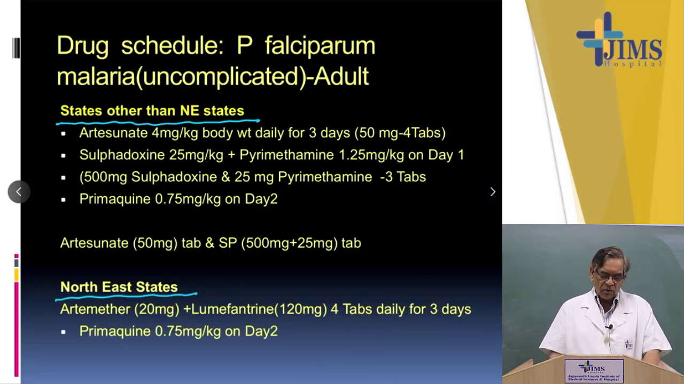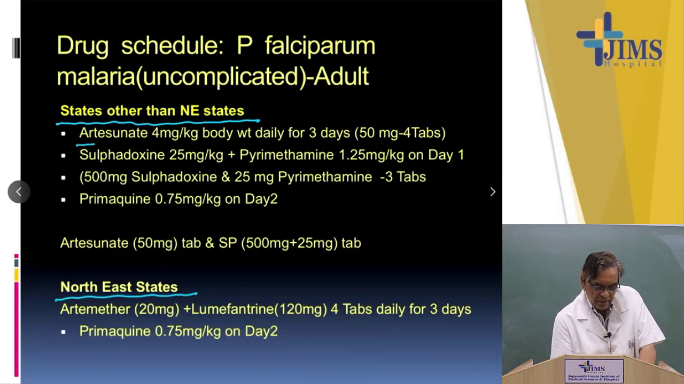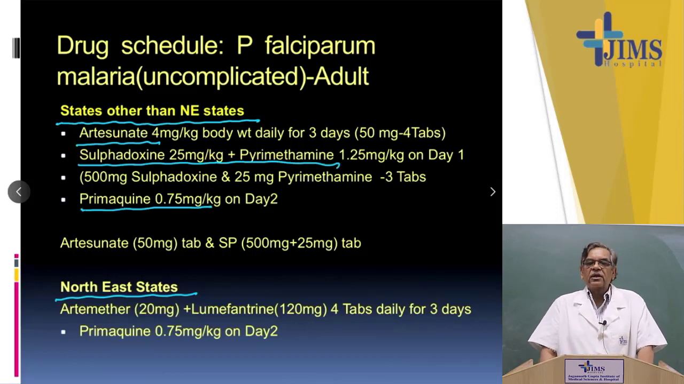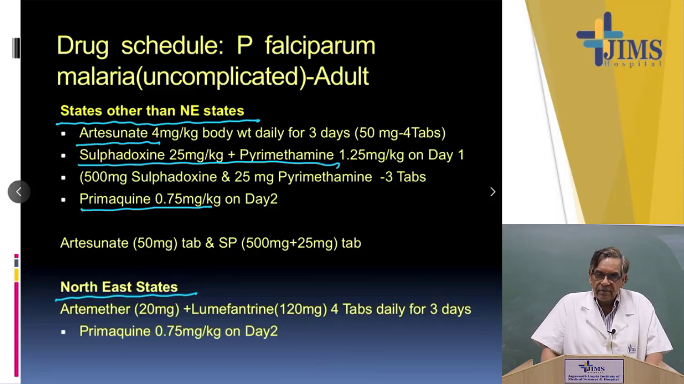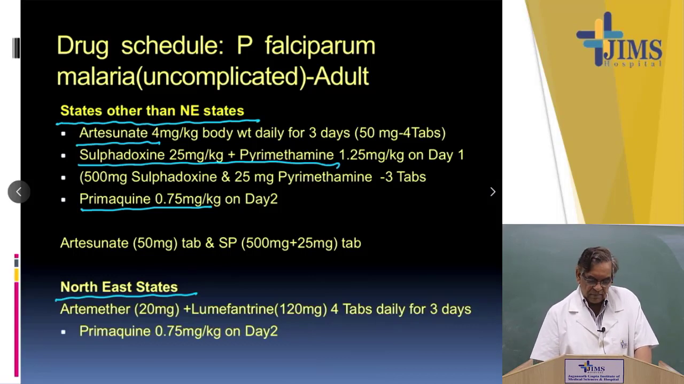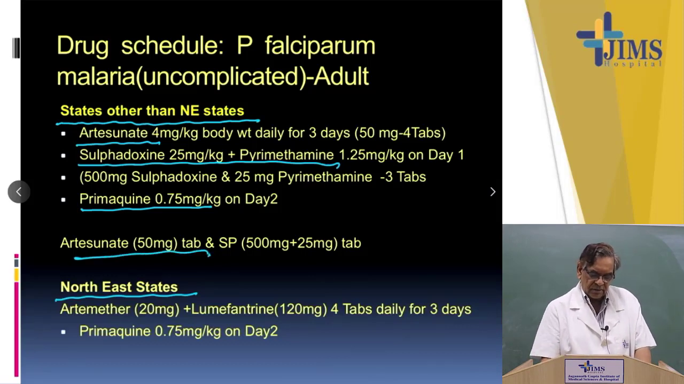So what is the line of treatment over there? We are giving a combination of artesunate, sulfadoxine-pyrimethamine, and primaquine. So basically 3 drugs. What is the dose? Artesunate we give 4 milligram per kg body weight daily for 3 days. You get artesunate in tablets of 50 mg. So how many will it be for an adult? 4 tablets.